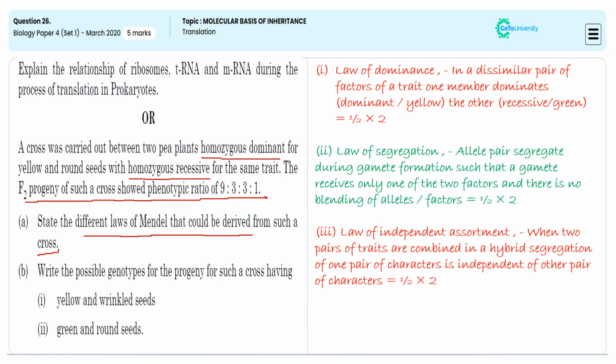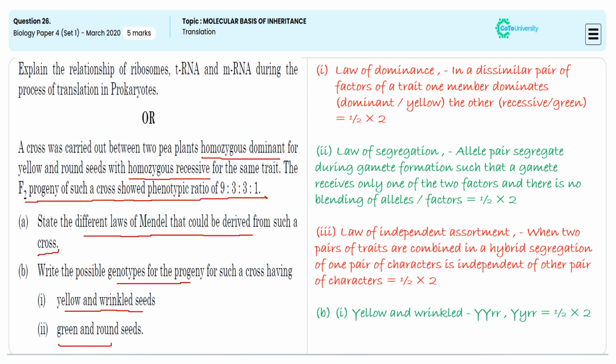In the second sub-question, they are directing us to state the genotype of the progeny of the given 2 hybrids, yellow wrinkled seed and green round seed. For this, we specify the appropriate genetic information. For yellow and wrinkled, we say capital Y, small r, one combination, capital Y, small r, other combination. For this, you will get 1 mark.